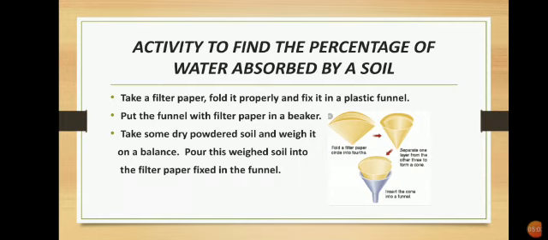So take a filter paper, fold it properly and fix it in a plastic funnel. Now you have to keep the funnel that has the filter paper fixed in a beaker. So how to fold a filter paper? Here you can see in this diagram, you have to two-fold it. You have to make it a two-fold, and then three sides. You have to put it on one side and another on the other side.